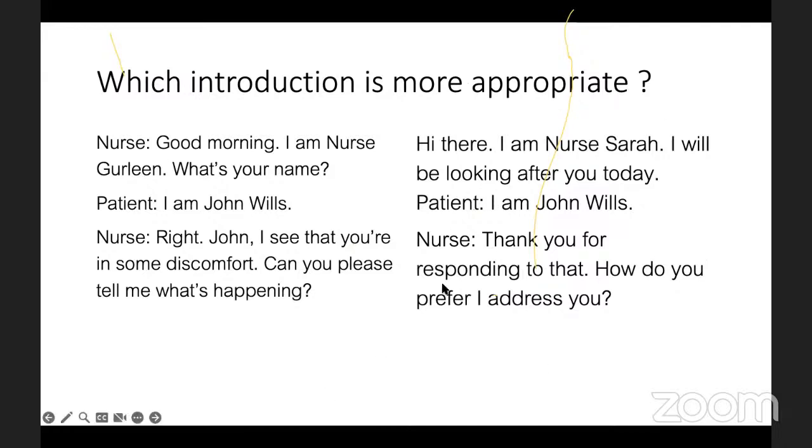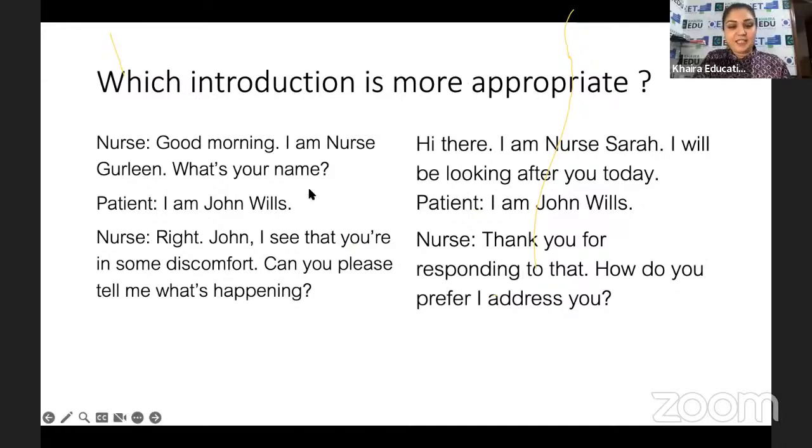How may I address you? Fantastic. Lovely. Yes. So it's an emergency room, an urgent setting. And like we discussed, what was written on the OET blog, in an urgent setting, don't waste time in elaborate introductions. So this is very direct, like, "Hi, I'm Nurse Kurleen. What's your name? Right, John, I see that you're in some discomfort. Please tell me, how can I help you?" This is more direct and more appropriate for an urgent setting. If it were a non-urgent setting, then the second one would be better.